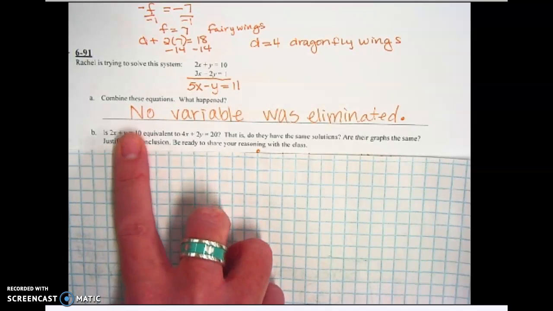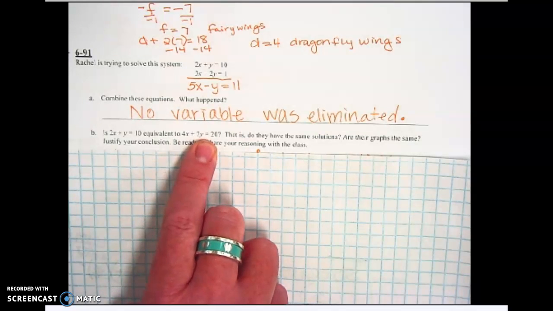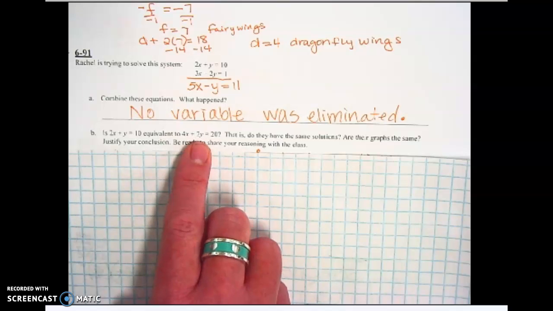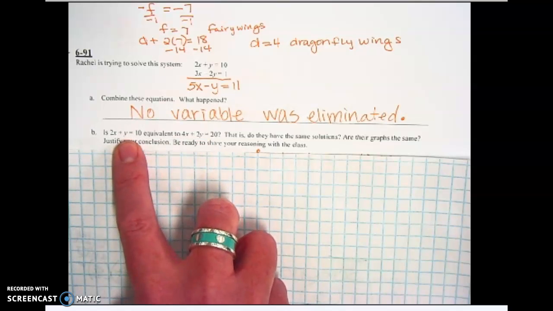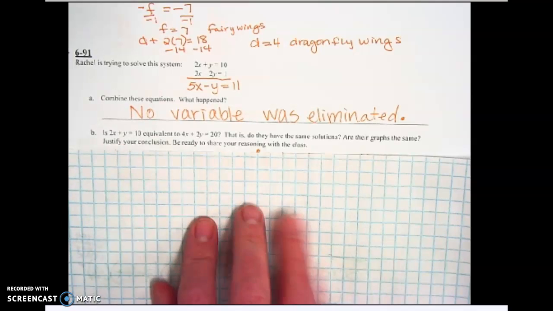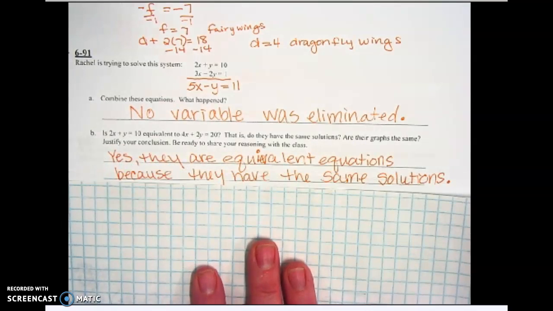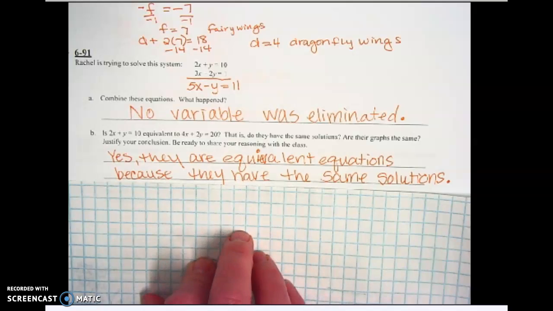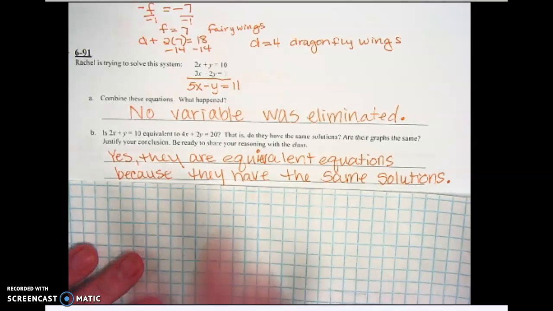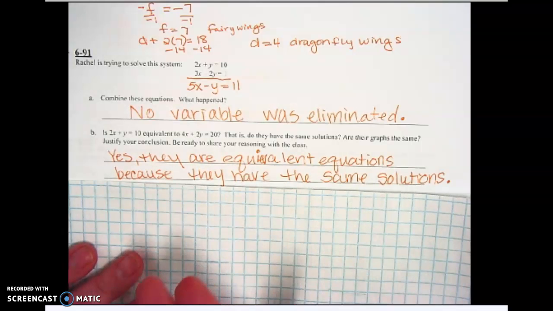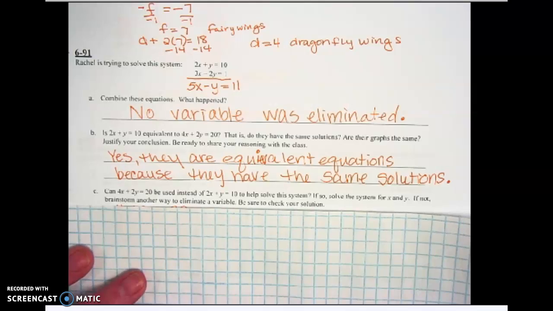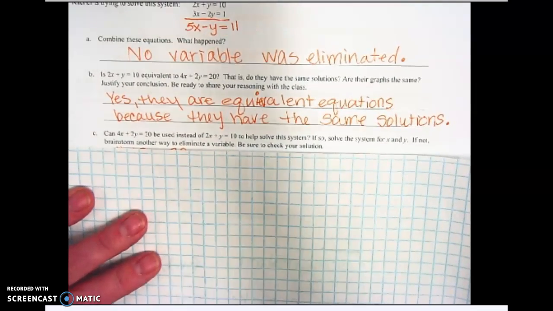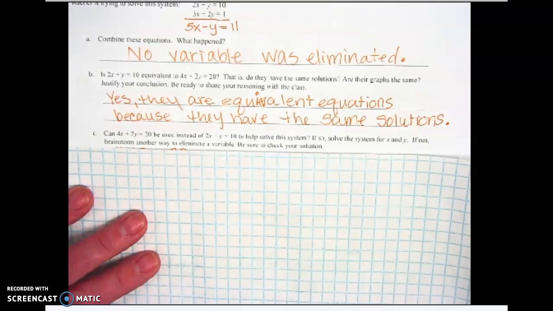Okay, so this one is half of this one. Could we turn it around and say that this one is twice that one? Okay, so half or twice. We're going to say yes, they are equivalent equations because they will have the same solutions. You could also say either what Dustin said, that the first equation is half of the second one, or what I said, the second one is twice the first one. Okay. Part C says, can 4x plus 2y equals 20 be used instead of the 2x plus y equals 10 to help solve the solution?